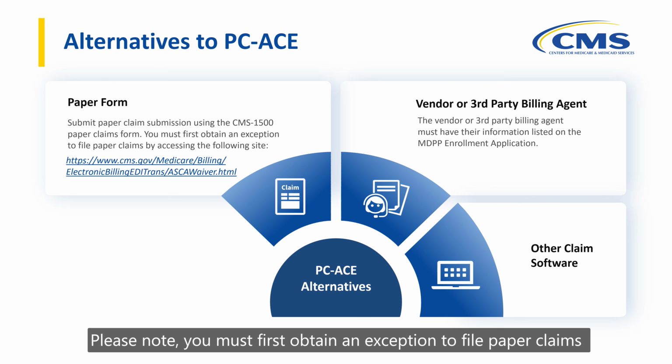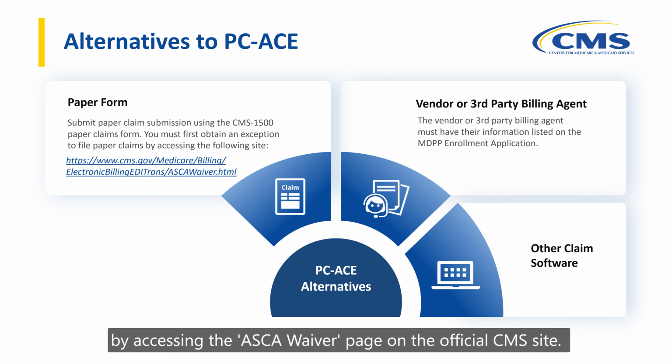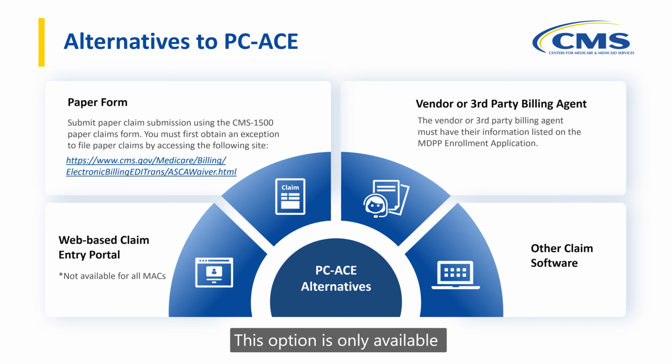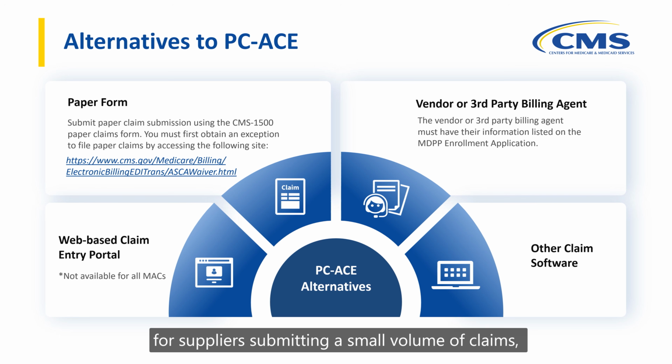Please note you must first obtain an exception to file paper claims by accessing the ASCA waiver page on the official CMS site. Lastly, certain MACs offer claim entry through a web-based portal. This option is only available for suppliers submitting a small volume of claims, 10 claims or fewer per month.